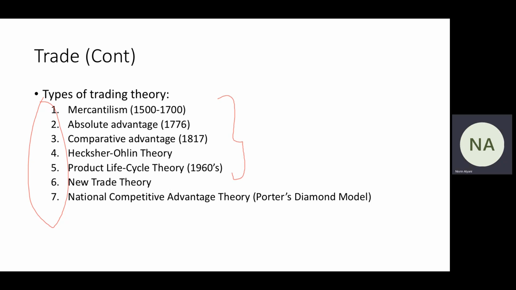Theories 6 and 7, new trade theory and national comparative advantage theory, are the ones which most businesses are using.